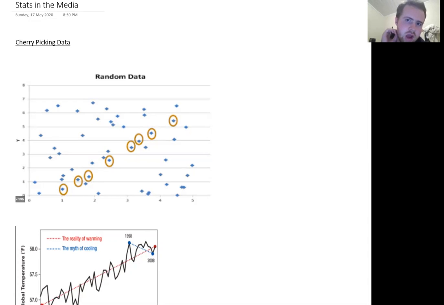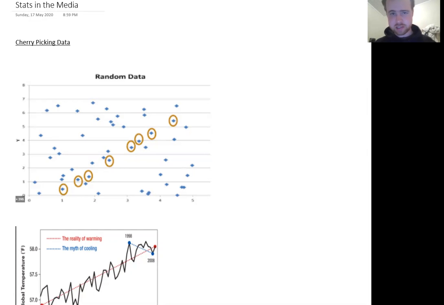We're just going to go through a couple of common misleading devices or mistakes that are made in media that can cause people to think the wrong thing about things than what the truth actually is. So we're going to look firstly at the idea of cherry picking data.